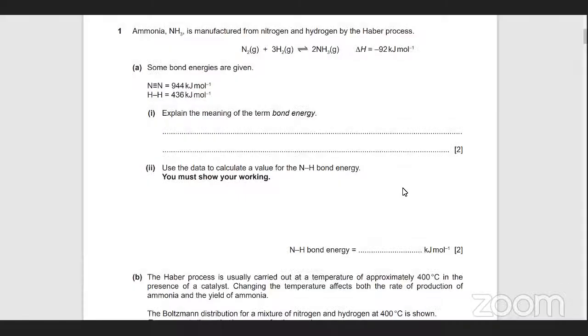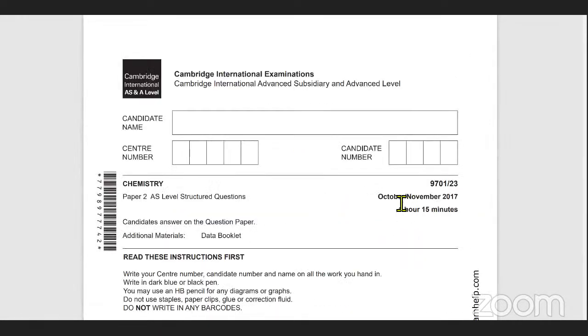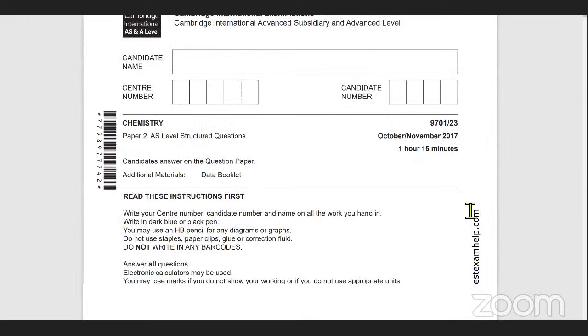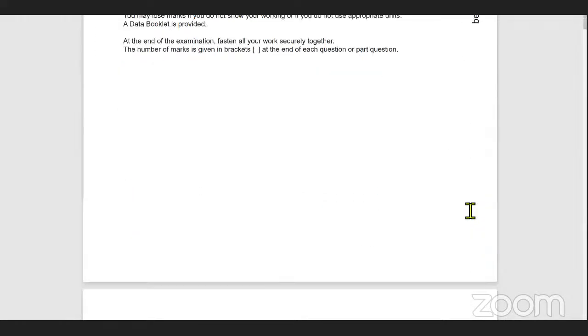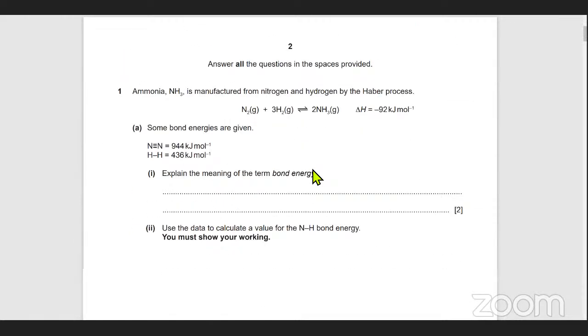So, okay, let's start with this one. Remember, which one is this? This is October November 2017 2-3. Okay, now starting with the first question.